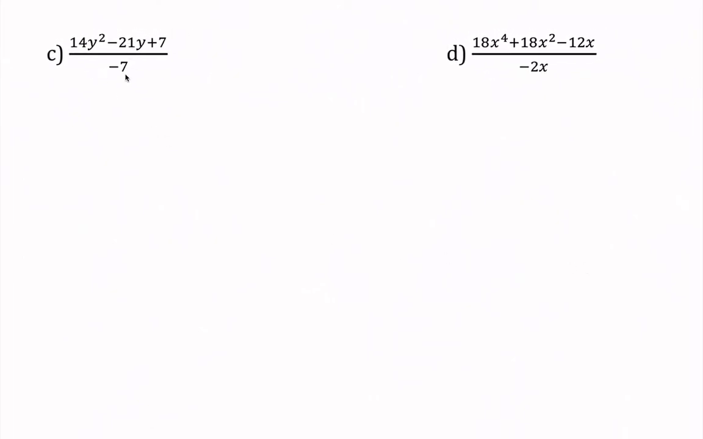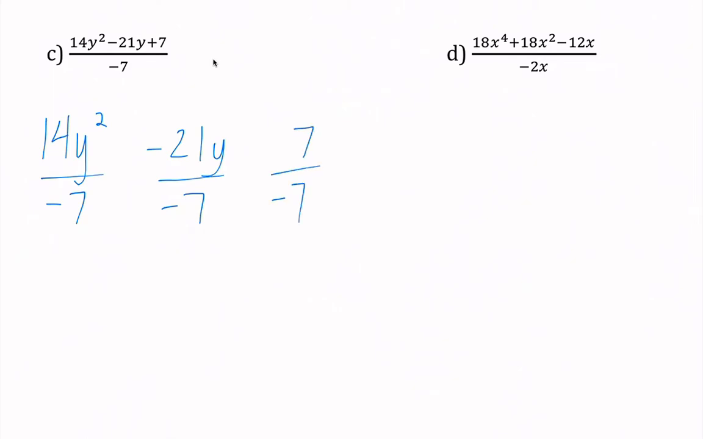All right, so I'm going to separate each one of these. I'm going to look at my coefficients first. 14 divided by negative 7 is a negative 2. I don't have any y's on the bottom, so that y squared will just drop.